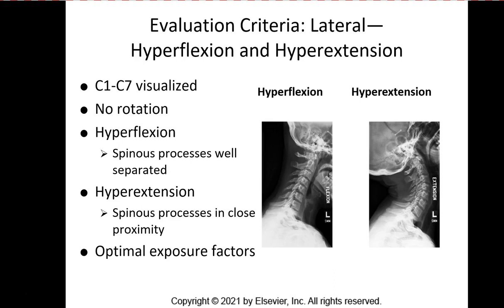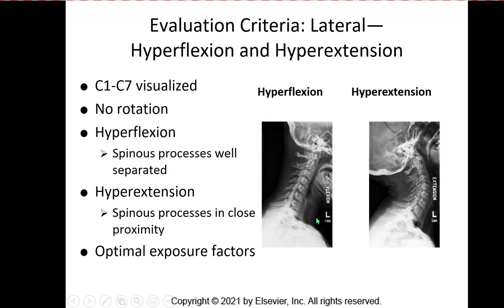So how do you know you're correctly positioned? Well, you want to see C1 through C7, just like a normal lateral. You want to make sure there's no rotation, so the patient is in a nice, perfect lateral. In hyperflexion, you should see the spinous processes separated. So there should be gaps in between the spinous processes.